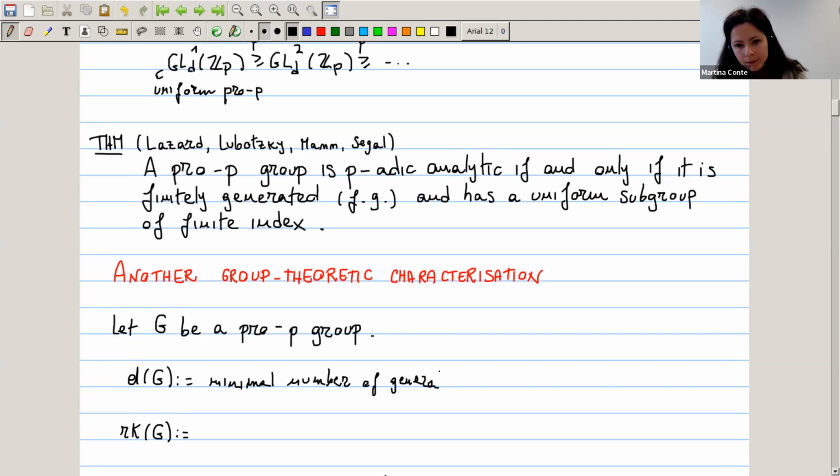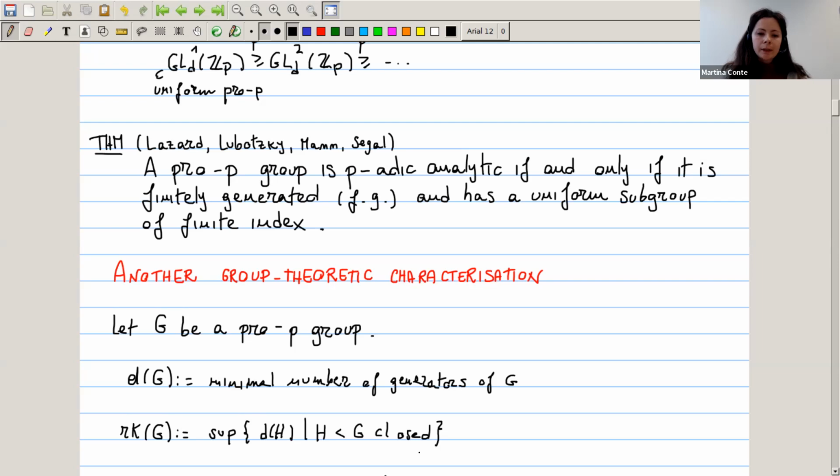Then the rank is defined as the supremum of d(H), where H runs over the closed subgroups of G. So this means that the rank is the minimal number, let's say R, such that every closed subgroup of G can be generated by R elements.